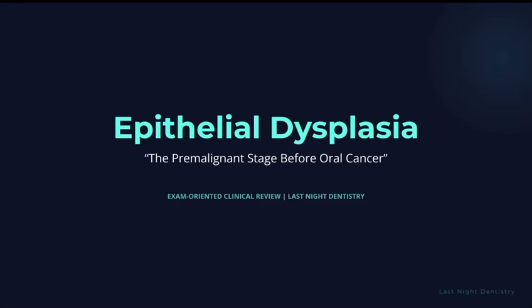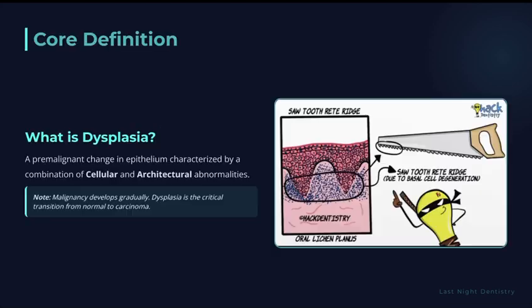So, in today's video, we will understand epithelial dysplasia and carcinoma in situ in the simplest possible way for exams, viva, and your clinical understanding. So, moving forward to the definition. First, let's understand the definition. Epithelial dysplasia is a premalignant change in epithelium characterized by both cellular and architectural abnormalities.